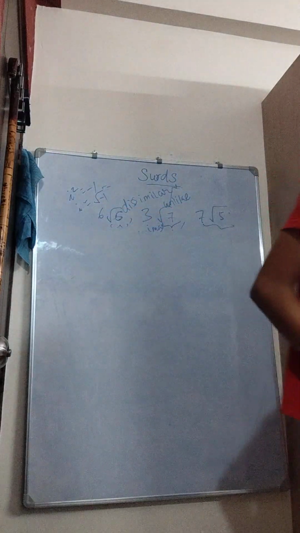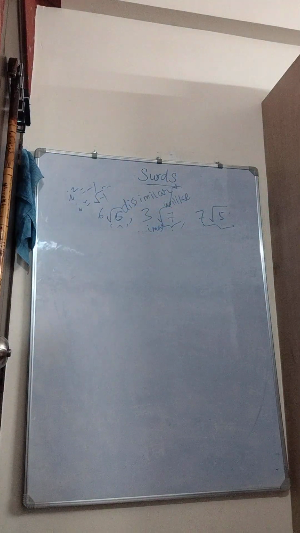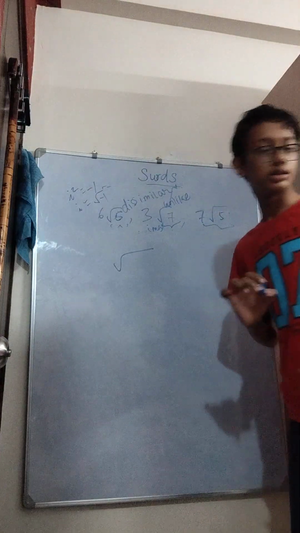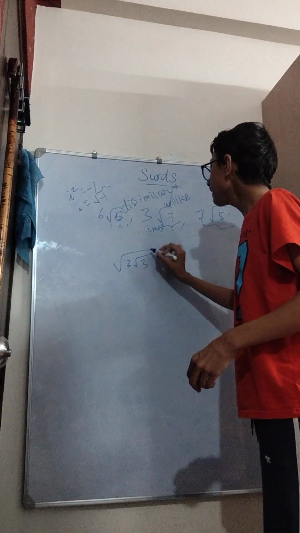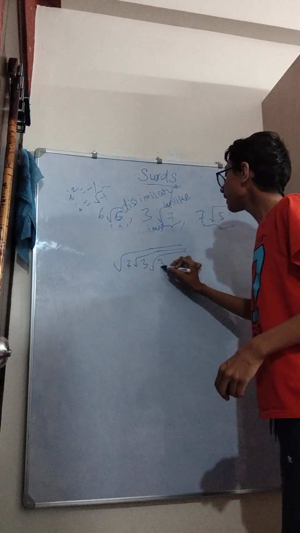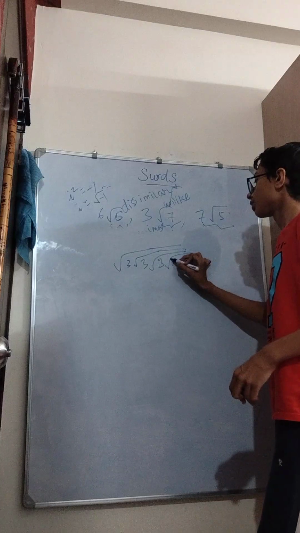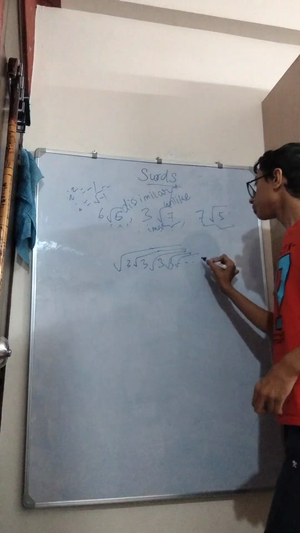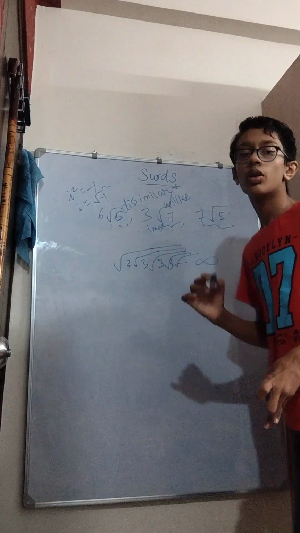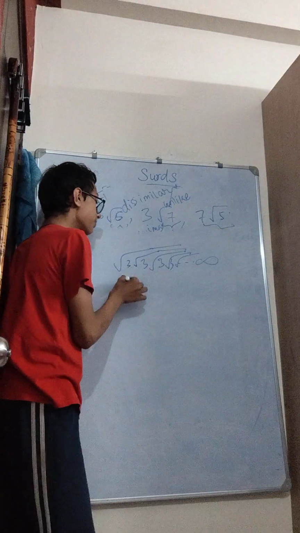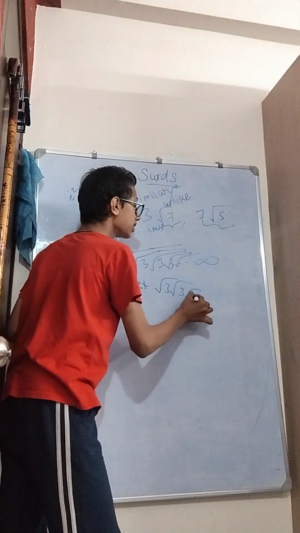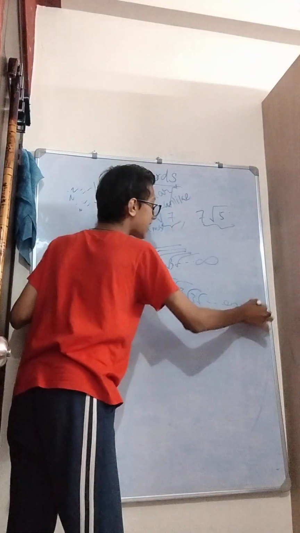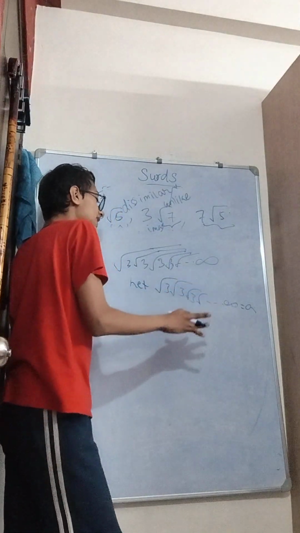Next one, how to solve infinite terms. Yes. So now, example, root 3 root 3 root 3 root and so on to infinite. Now, to solve this type, we should let root 3 root 3 root 3 root all the way to infinity be some value A. This same value should be A.